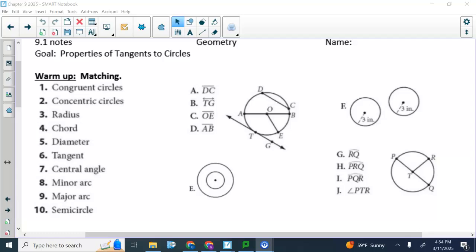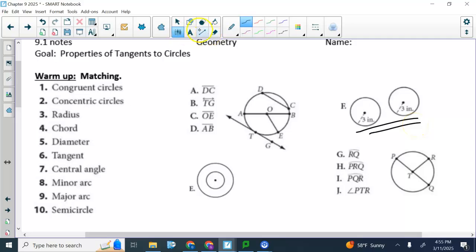Geometry 9.1 notes. All right, what I want you to do first is just practice your vocabulary. So go ahead and put a letter by every number over here. For example, number 1 says congruent circles. So if we look at choices A through J, which picture displays congruent circles? It's going to be this one right here, F, because those circles are exactly the same shape, same size, they have the same radius. So that one would be F.